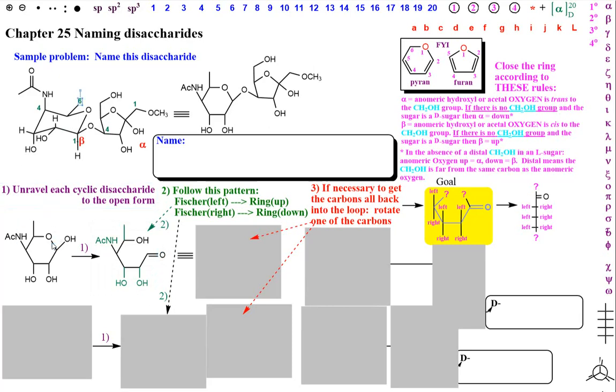You're saying, where did this come from? Well, it's the exact same thing as this, except I have just the one sugar. And I broke it open, and let's just carry on this row here. I did the Fischer rules. We have down, right, up, left, and it says, well, this carbon is not in the loop. The loop goes around here, and the O's in the loop. We have to rotate.